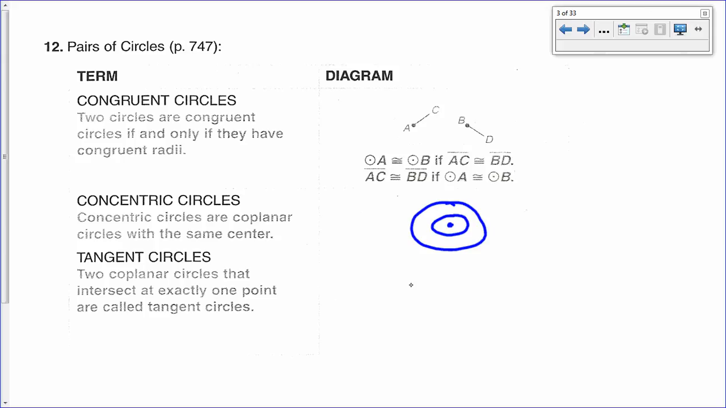And then tangent circles. There's 2 examples of tangent circles I can draw for you. You have what are called internally tangent and externally tangent. Tangent means intersecting at one point. So think about that. 2 circles are inside of each other and intersecting at one point. So maybe something like this. You have that one point, that point of tangency right there. Hopefully your circles look better than mine. You have a circle and then another circle, and then you have the point of tangency. This is internally tangent.